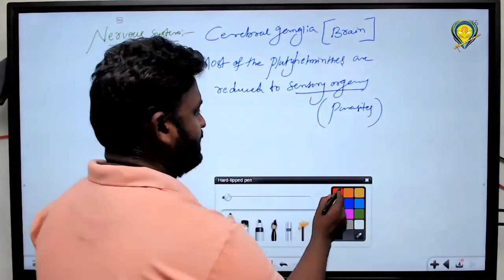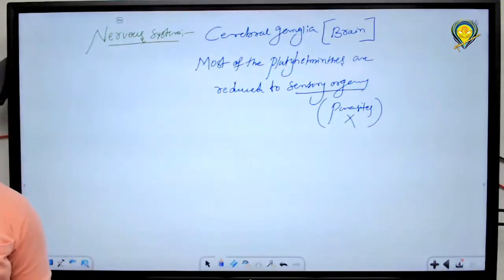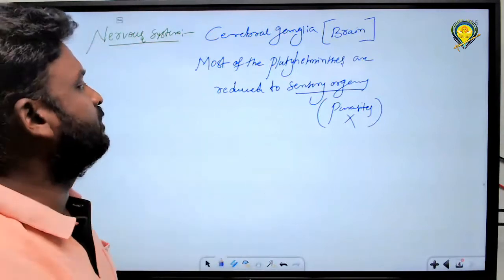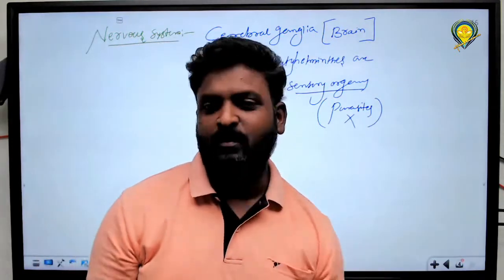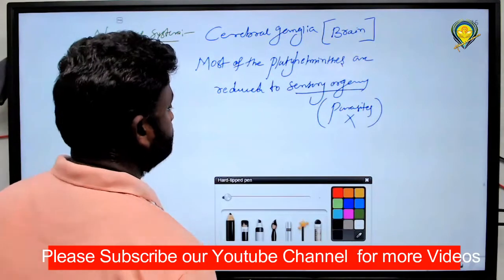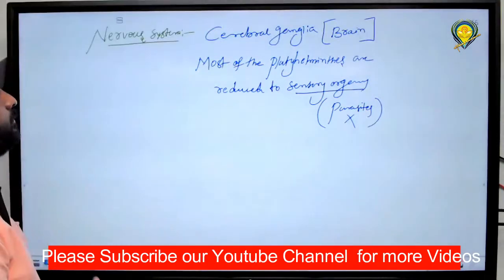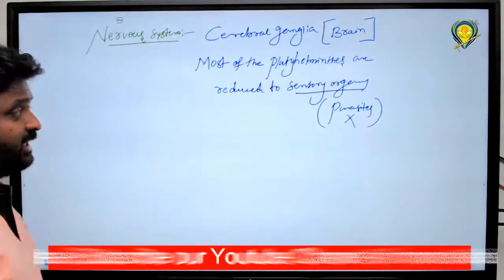As parasites, do they have sense organs? No more, right? They don't have them. So sensory organs are absent in most of the Platyhelminthes. In turbellarians they were present. And next one, cephalization. Please write it. Cephalization is seen.